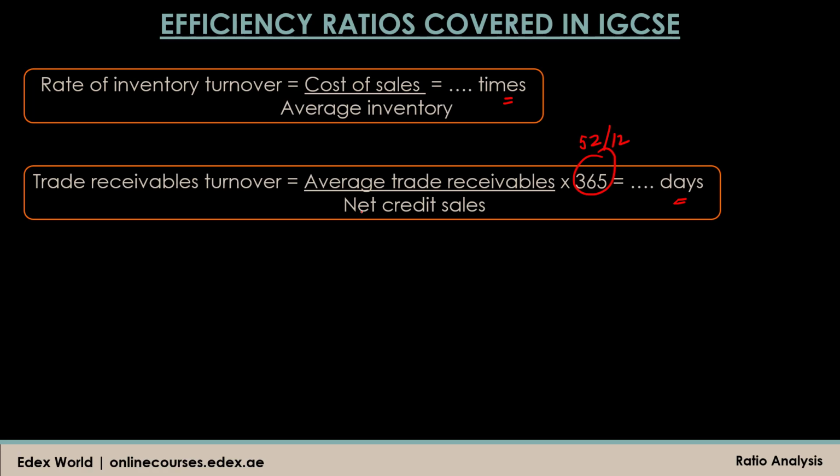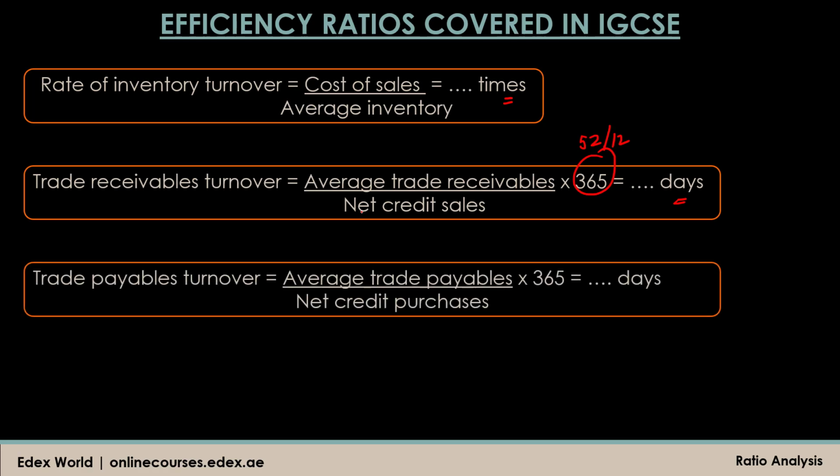It is not very serious about collecting the debts on time. And similarly, trade payables turnover tells you, on average, how much time the business is taking to pay its trade payables or creditors. So the ratio for trade receivables turnover was average trade receivables upon net credit sales.